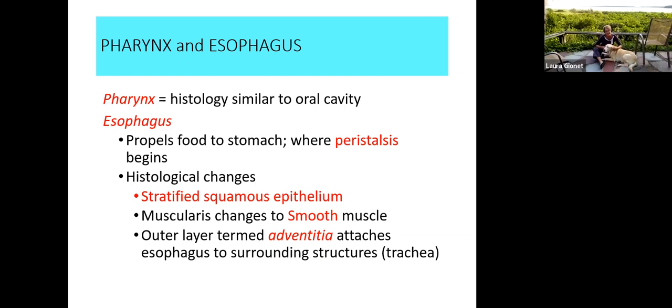Remember, the outer connective tissue layers are technically referred to as adventitia. And then once we get into the abdominopelvic cavity, it's called serosa. I'm not going to ask you to distinguish those two things, but if you keep wondering what the difference in the terms is, it's the outer connective tissue layer. If the organs are in the thoracic cavity, we call it adventitia. If we're now in the abdominopelvic cavity, we call it serosa.